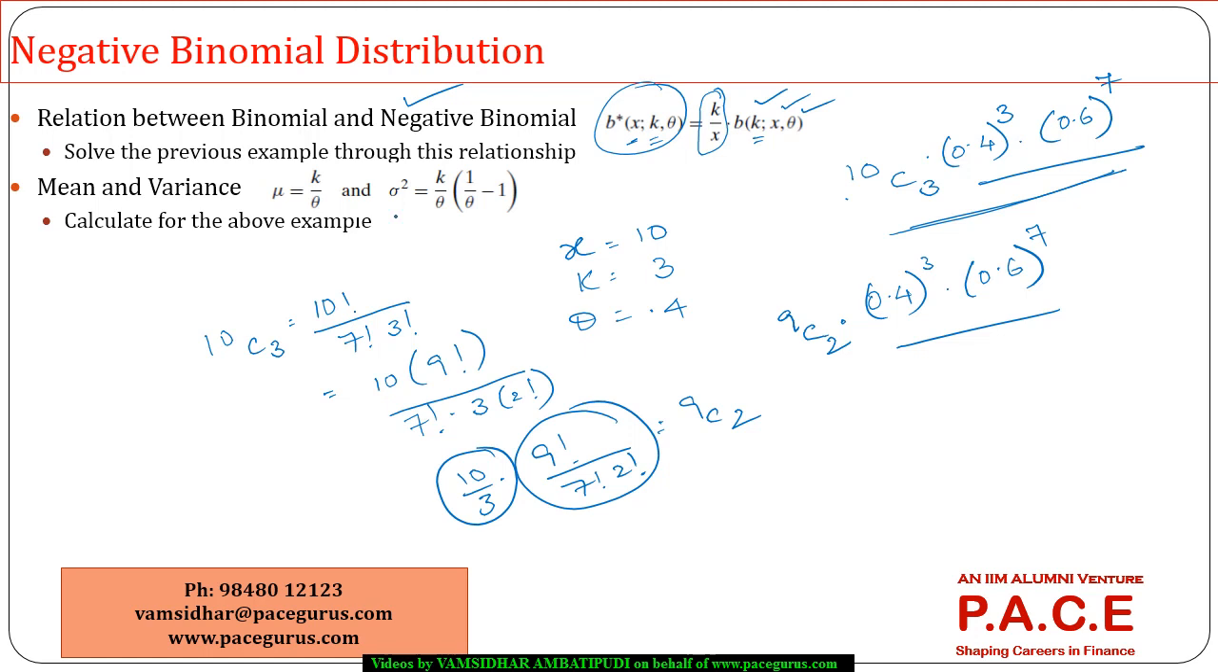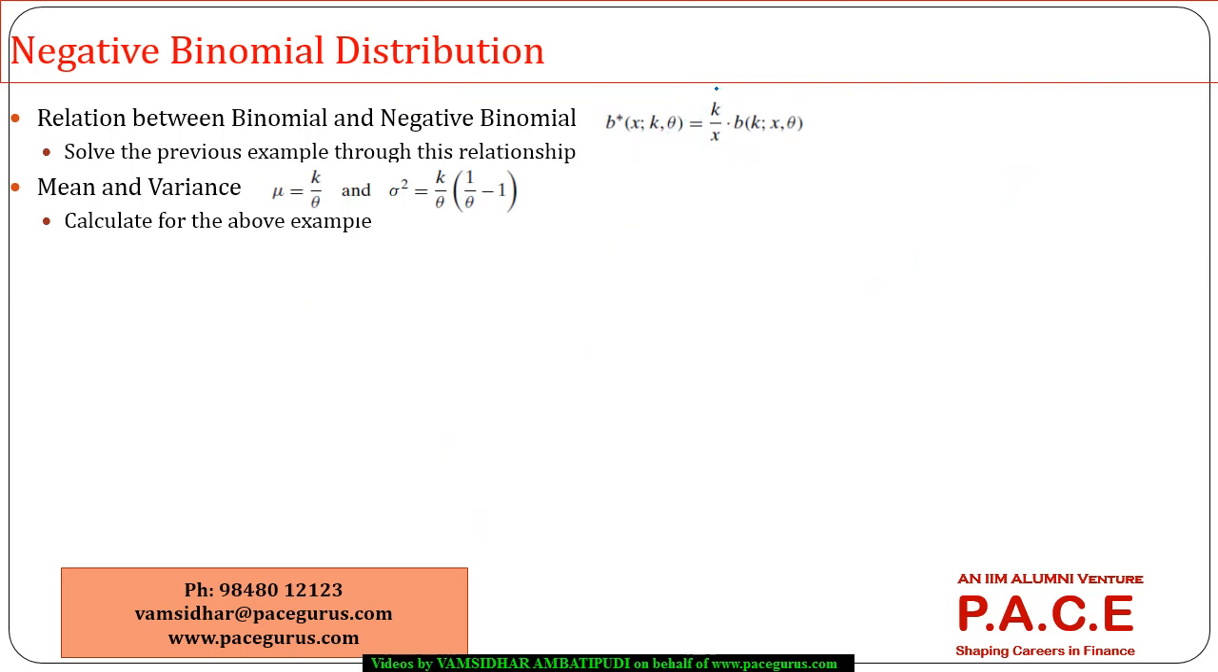Right, 10 by 3 times whatever you have for the negative binomial, we get the binomial. Or you take the reverse: 3 by 10 times whatever you have for the binomial, you should get the value corresponding to the negative binomial distribution. So that's one more important relationship associated with the negative binomial distribution.